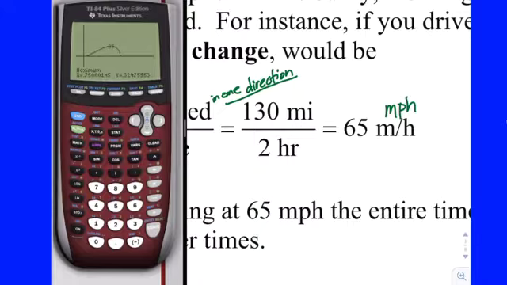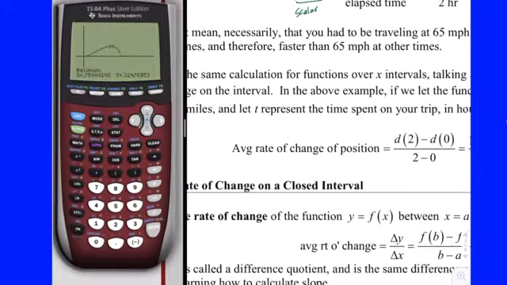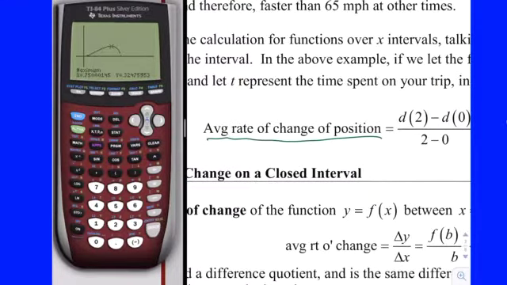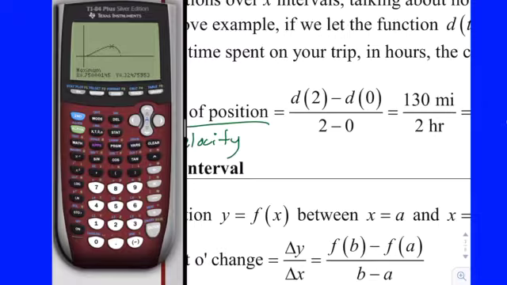We know something at the beginning. We're at 0 miles traveled in 0 hours. And we know something at the end. 2 hours later, we've gone 130 miles. So we find the rate of change. In general, here's how we find the average rate of change of position, which is also called the average velocity. It would be the distance I was at time 2 minus the distance I was at time 0, all over the elapsed time, 2 minus 0.